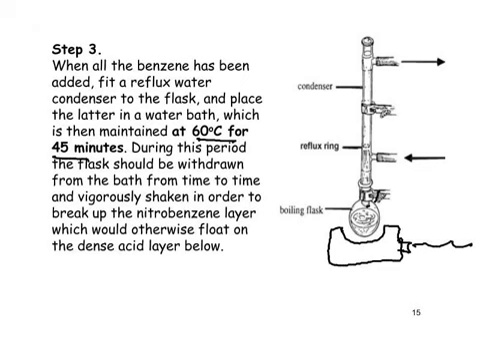During this period, the flask should be withdrawn from the bath from time to time and vigorously shaken in order to break up the nitrobenzene layer, which would otherwise float on the dense acid layer below. So if we've got two layers that really aren't mixing very well, that's going to slow down greatly the rate of reaction.